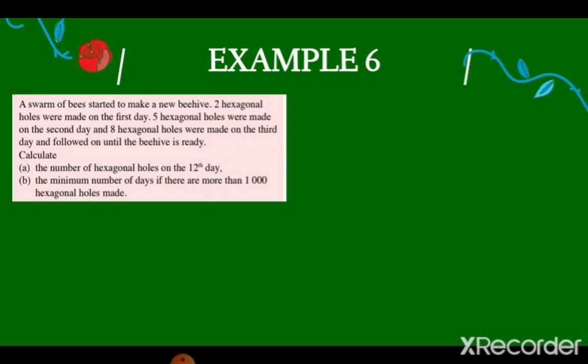Example 6. A swarm of bees started to make a new beehive. 2 hexagonal holes were made on the first day, 5 hexagonal holes were made on the second day, and 8 hexagonal holes were made on the third day, and it followed on until the beehive is ready. Calculate A, the number of hexagonal holes on the 12th day. B, the minimum number of days if there are more than 1,000 hexagonal holes. You need to remember, they represent n.